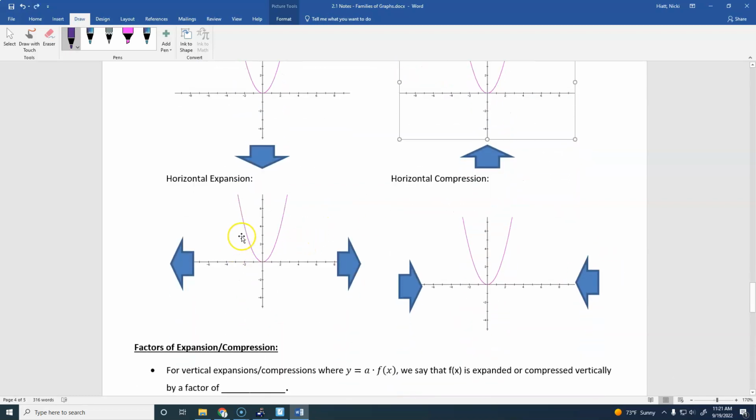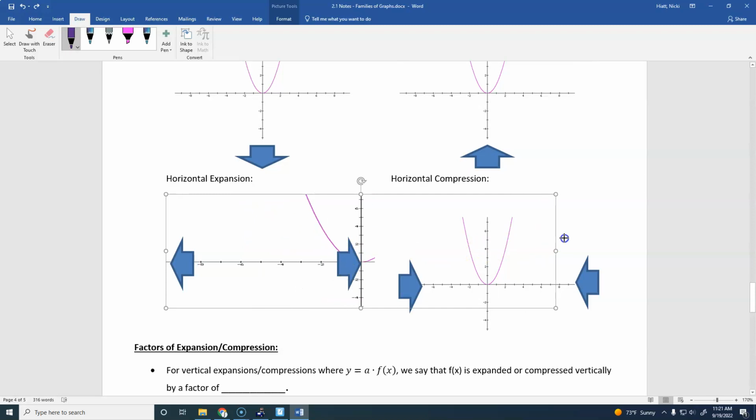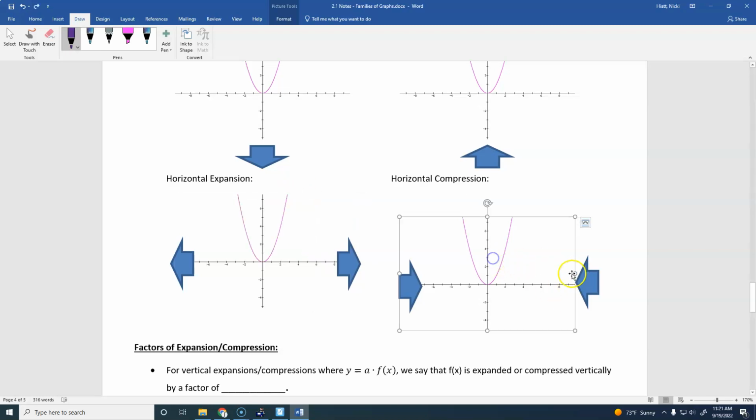All right. Horizontal expansion and compression is the same idea, but this time you're grabbing the x-axis and squishing it or stretching it. So horizontal expansion is going to look like this. It stretches it this way, making it look wider, which in turn also kind of makes it look fatter, right? And then if you have a horizontal compression, if you change just that x-axis, it makes it look taller, but really what you're doing is squishing it this way. So hopefully that helps you visualize what's happening there.